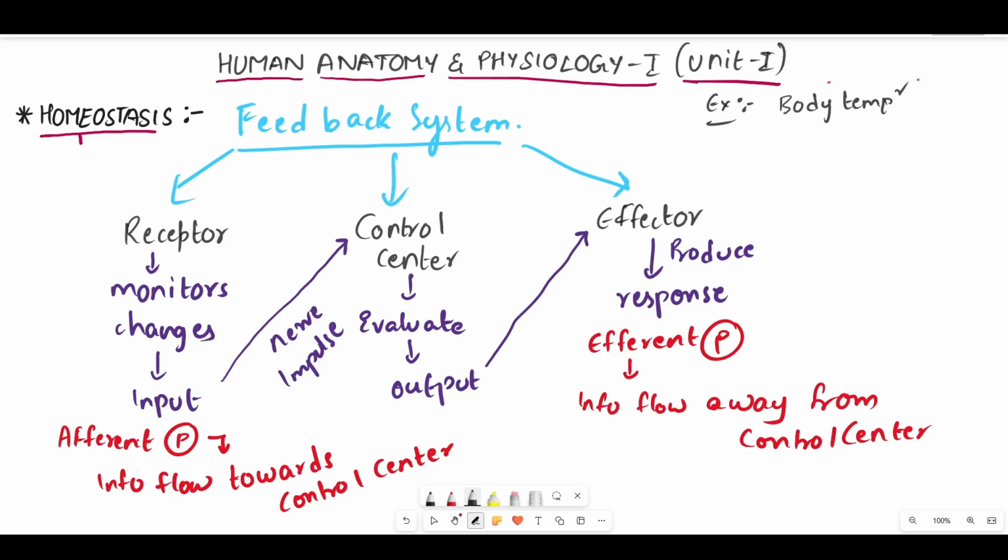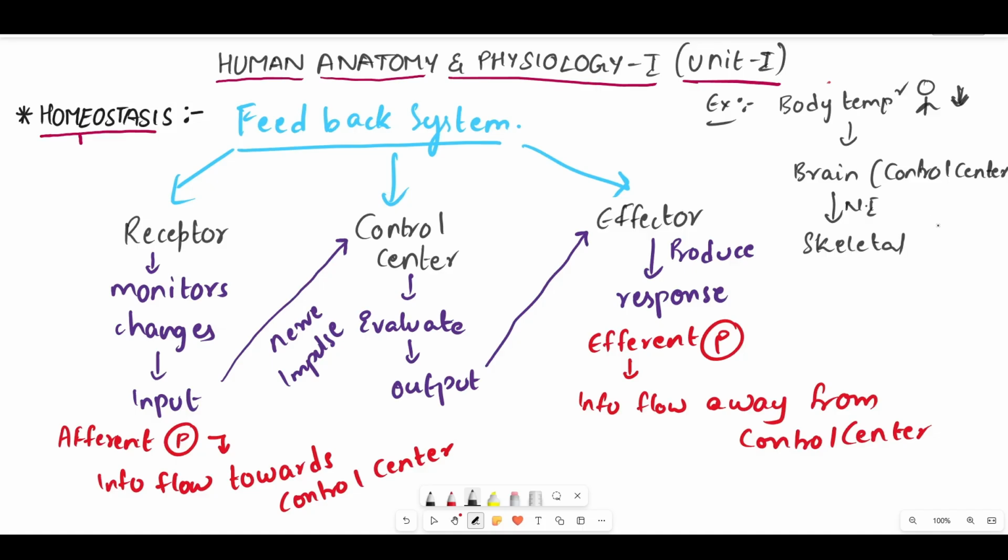Let us think that there is a person whose body temperature is completely decreased. The body temperature of that person is decreased. So now what happens? This information will be sent to the brain. The brain acts as a control center. So once the brain gets the information, it will be sending some sort of nerve impulses. Nerve impulses will be sent to the skeletal muscle.